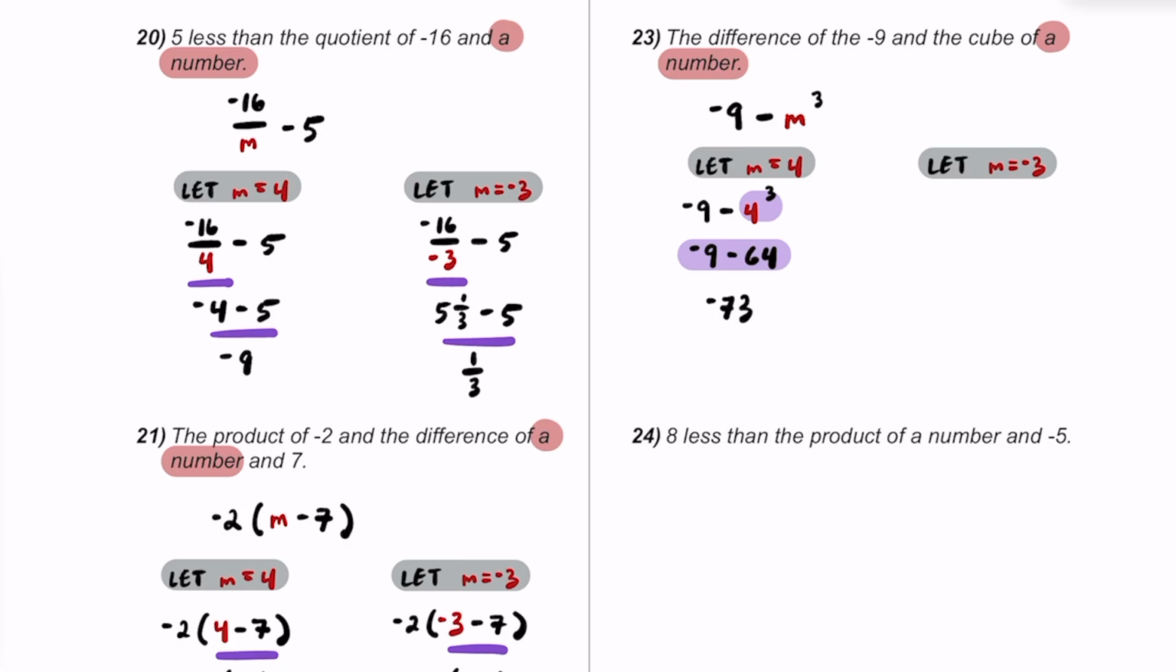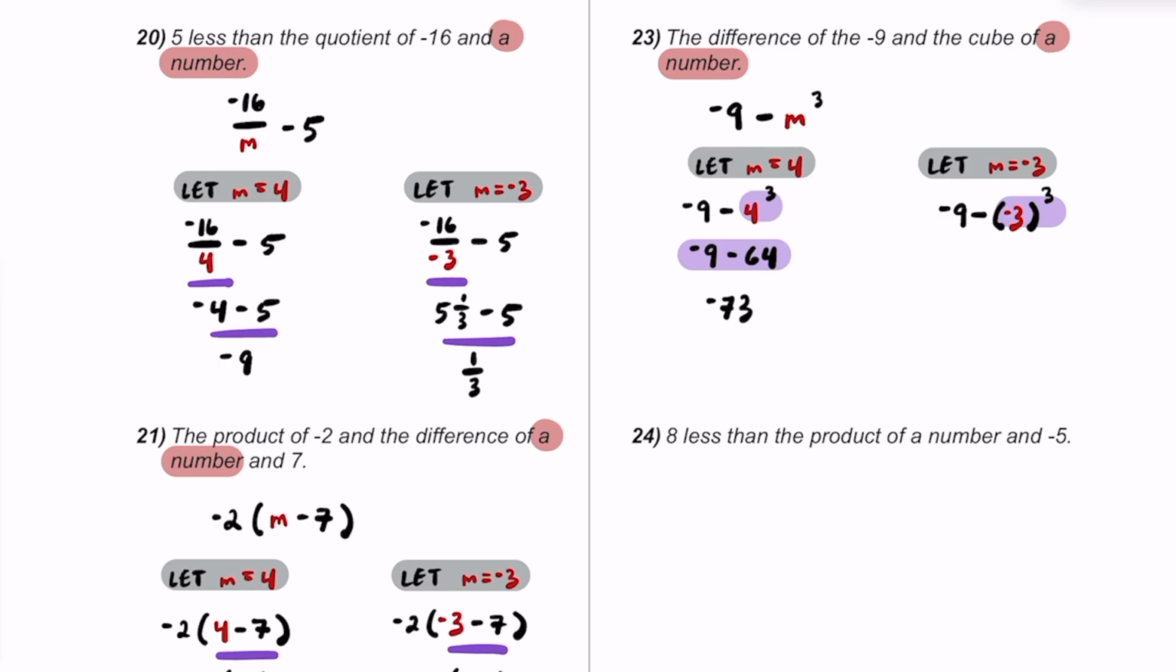Now, what if m is negative 3? If m is negative 3, we're going to have negative 9 minus. Now, be careful with this one. We should take this negative 3 and put it in parentheses here, just because that whole negative 3 is going to be raised to the third power. So if you don't put the parentheses, you may lose track of some negatives there. So again, it's negative 3 raised to the third power. Insert those parentheses. That's negative 3 times negative 3 times negative 3.